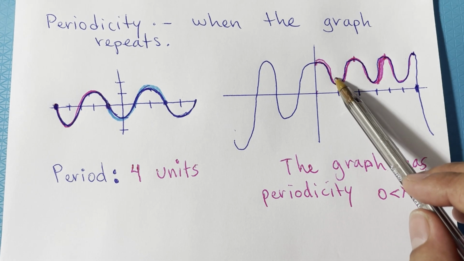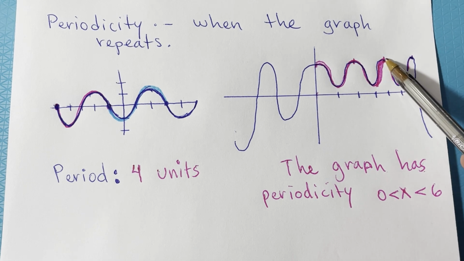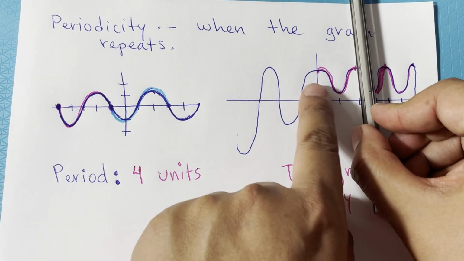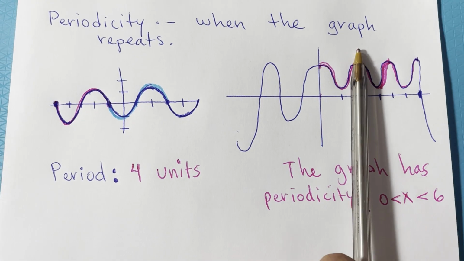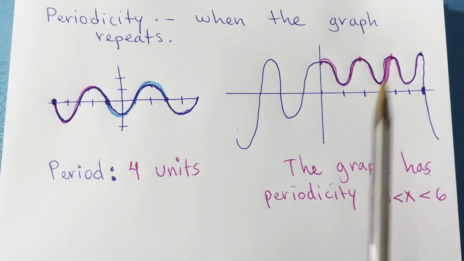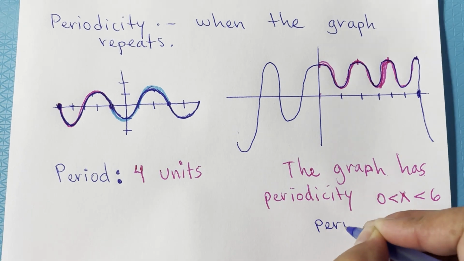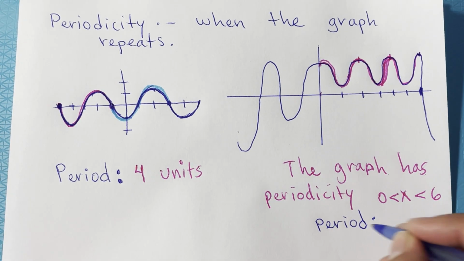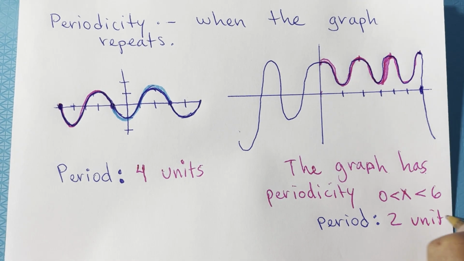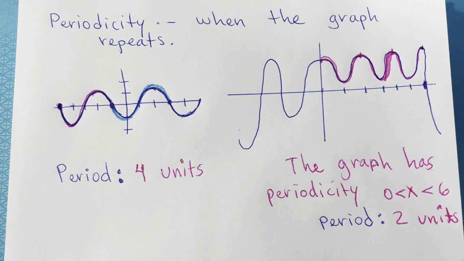So it takes 1 space, 2 spaces. 1 space, 2 spaces. 1, 2. Okay, because from here to here, it's 1, 2. Then from here to here, it's again 2 spaces, and so on. So we can say that the period for this one is 2 units. How long does it take before it starts to repeat again?